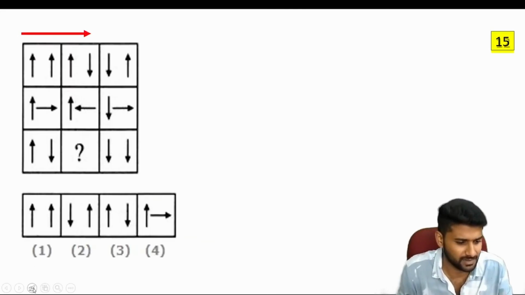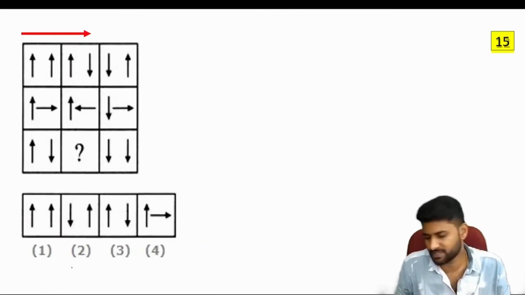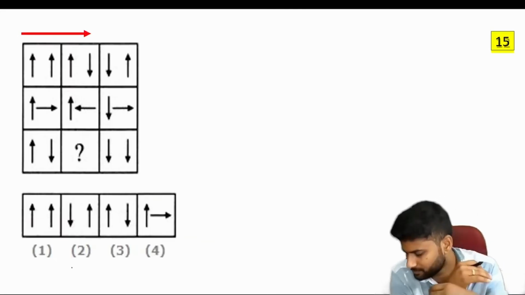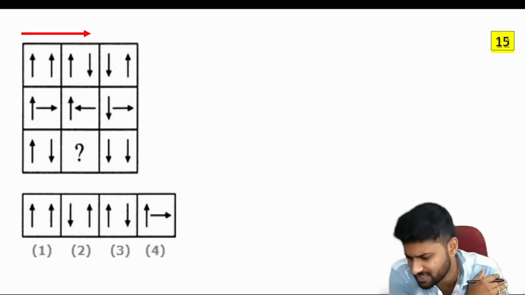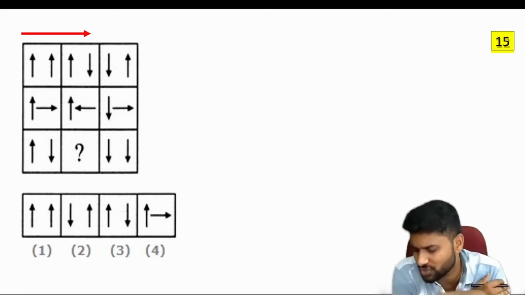Next, see the next picture. Visual reasoning, guys. Visual reasoning is among the most expected questions; you can expect a minimum of 4 to 5 different questions from visual reasoning. Visual reasoning and non-verbal reasoning are the same. They differ in name, but the questions are all similar.